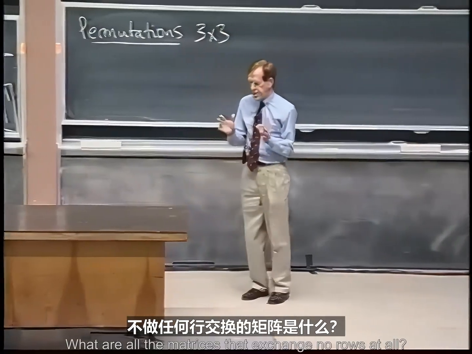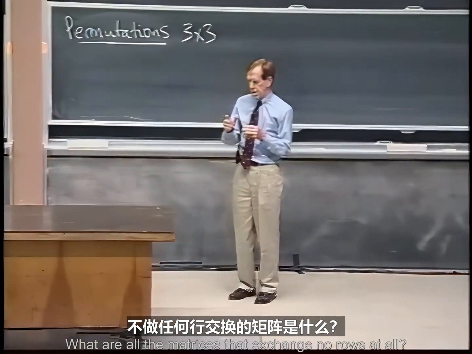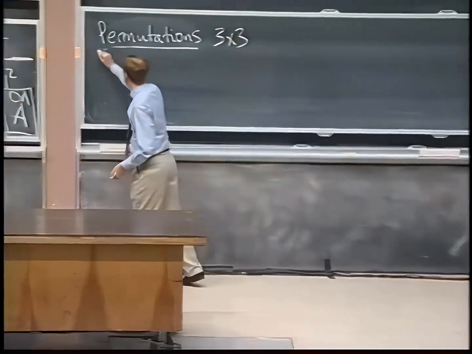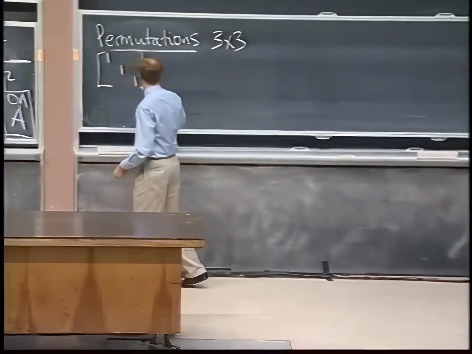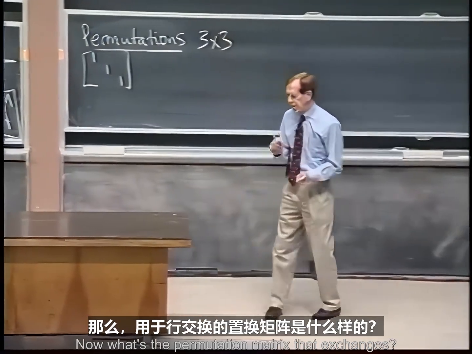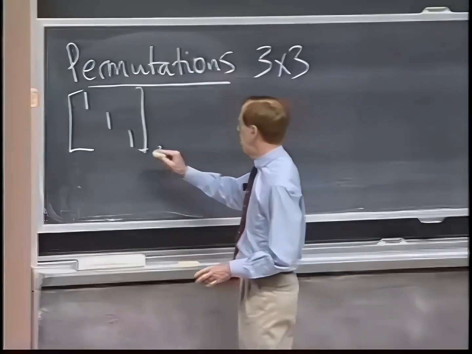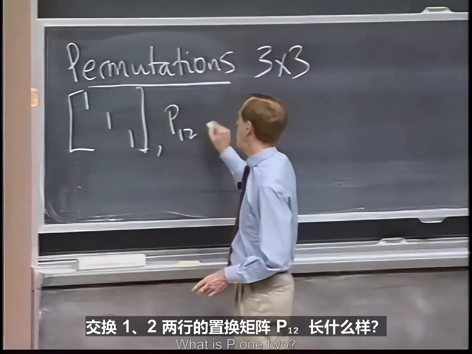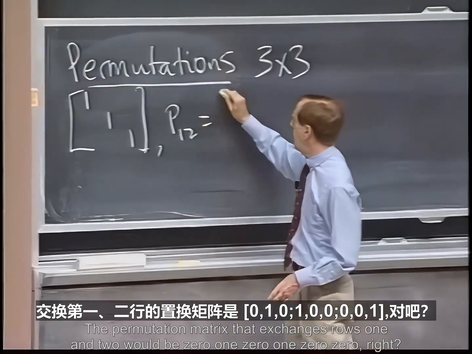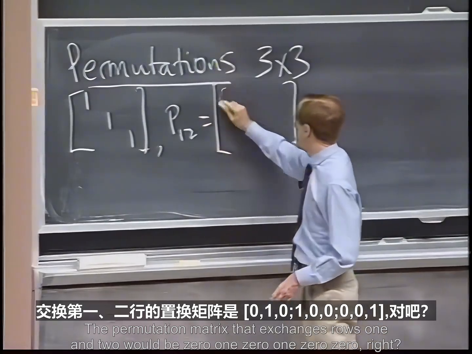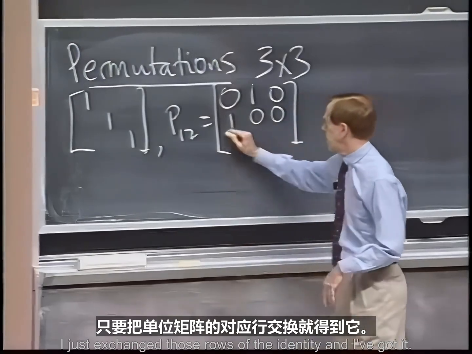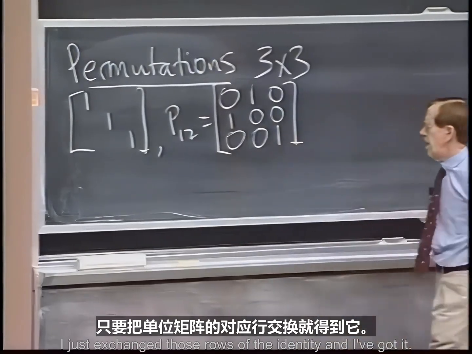What are all the matrices that exchange no rows at all? Well, I'll include the identity. So that's a permutation matrix that doesn't do anything. Now, what's the permutation matrix that exchanges? What is P1,2? The permutation matrix that exchanges rows 1 and 2 would be 0, 1, 0, 1, 0, 0, right? I just exchanged those rows of the identity, and I've got it.